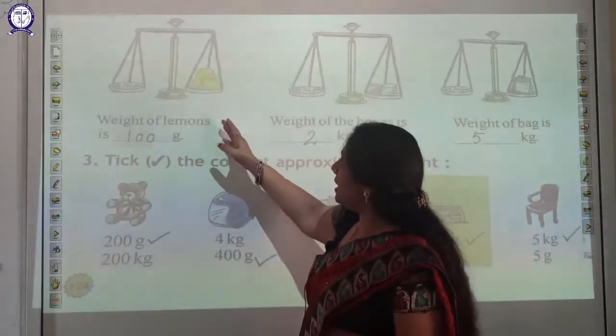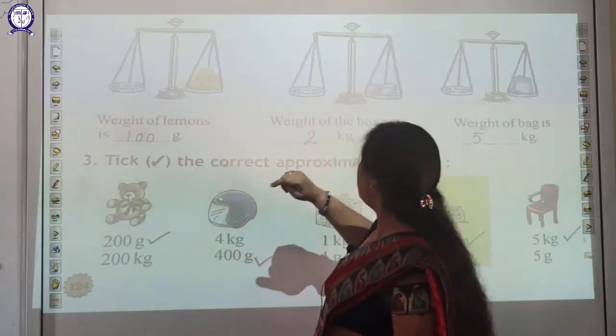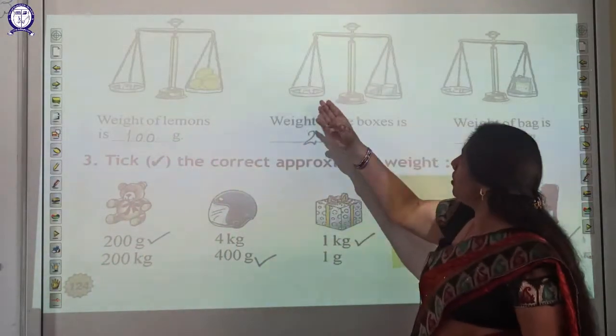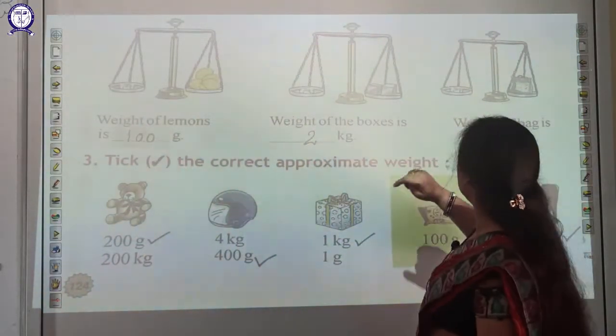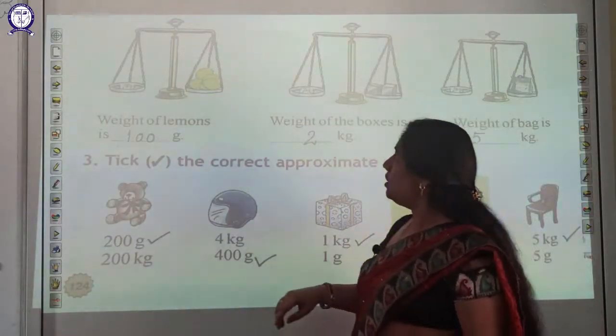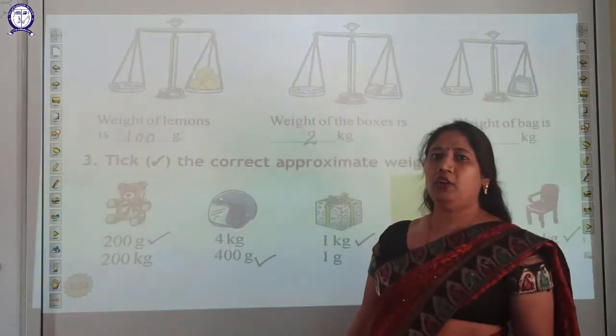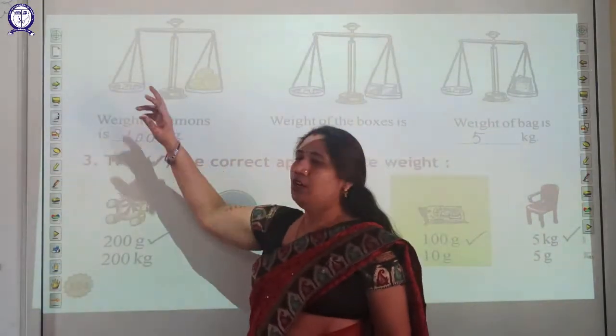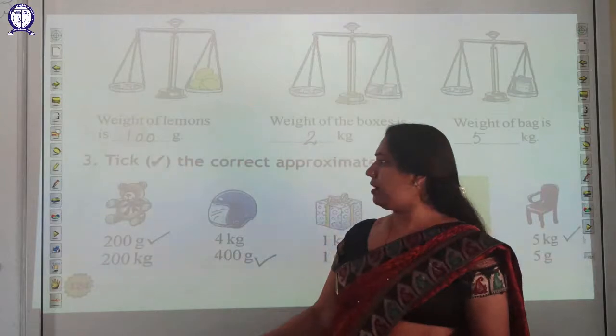Weight of lemons, beta, look here, 100 grams. Weight of boxes, look here, 2 kilograms. Weight of bag, look here, 5 kilograms. So to measure the weight of these objects, you have to look at the weight.